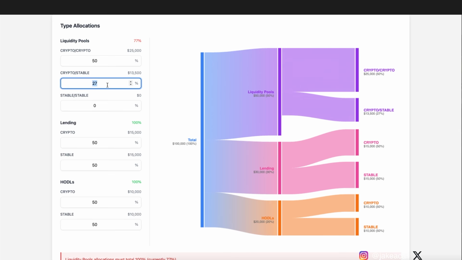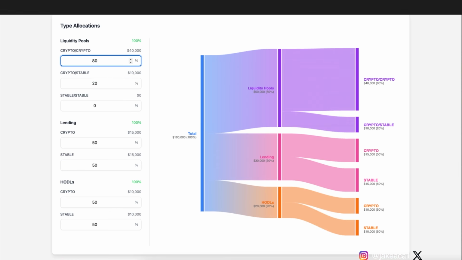Next up, we have crypto to stable. How much is going here? Well, it depends on what's going on in the market. If the market is chopping sideways, or maybe going up a little, going down a little, right? We'll do about 20 to 30% or so. Whereas if the market's going constantly up, we're not going to do any allocation here whatsoever. So in this case right now, let's just say 20%. And then as far as our crypto to crypto liquidity pools, we will do 80%. We do a large allocation here because there is not much divergence loss compared to over here.